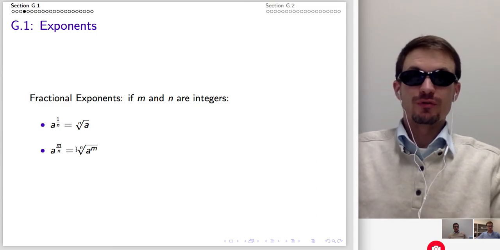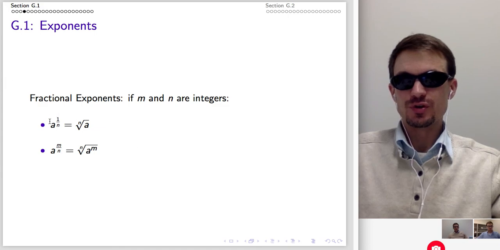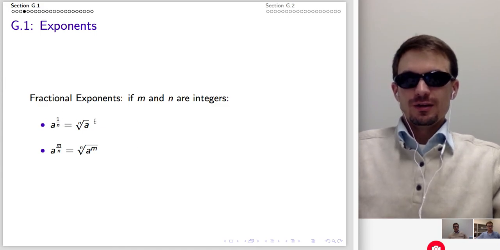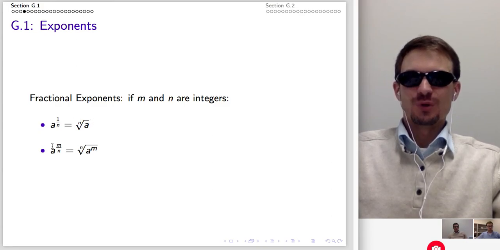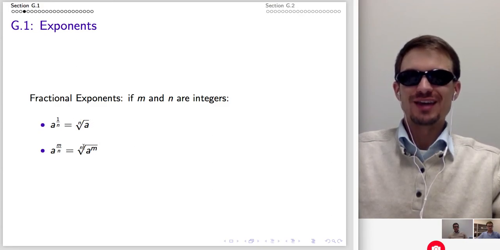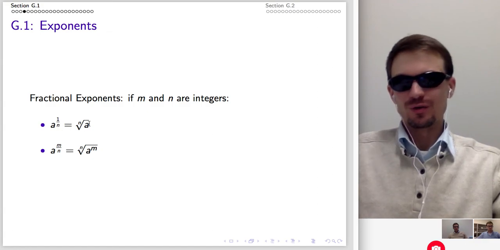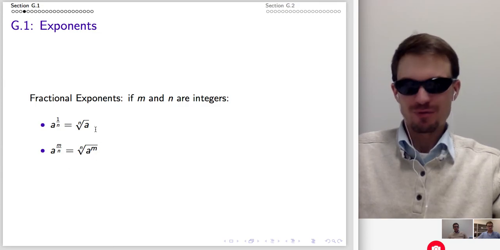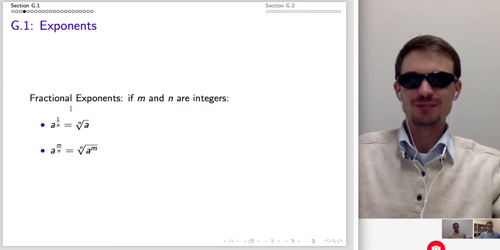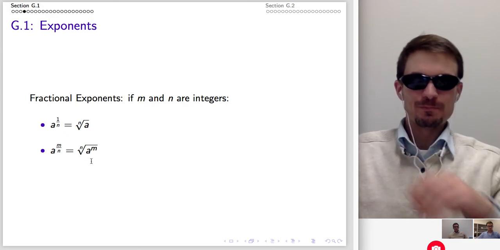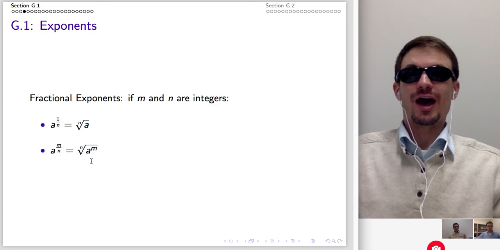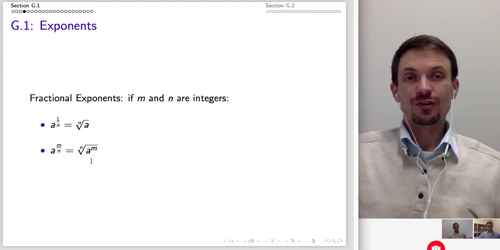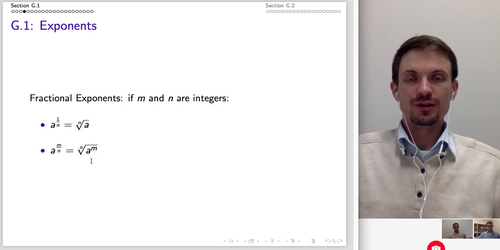Okay, what about fractional exponents? Well, suppose you have a to the 1 over n. This we just write as the nth root of a, or a to the m over n is the nth root of a to the mth power. Well, one thing you could do is you could always memorize these, right? If you want to invest the time, if you've got good enough memory, you can memorize this, then great. What I do is I just always remember that a to the 1/2 power is the square root of a.